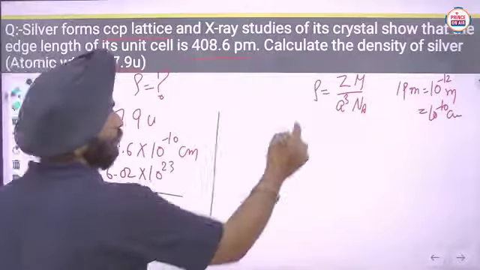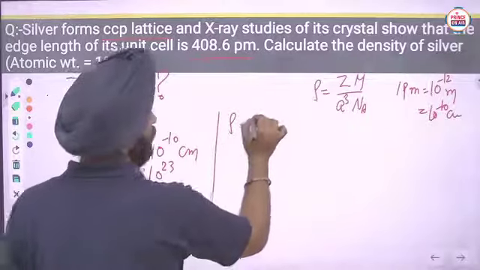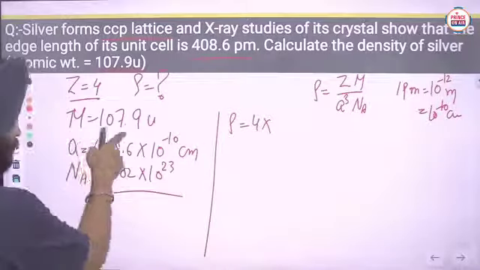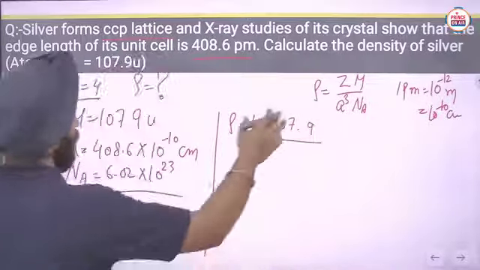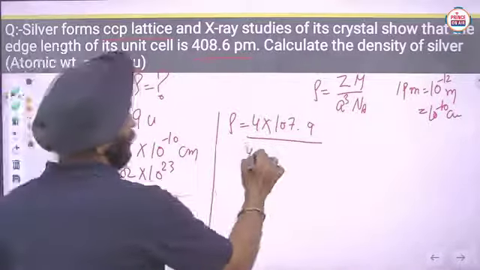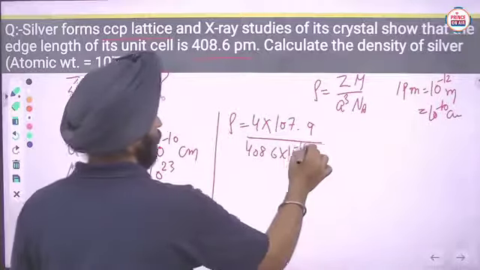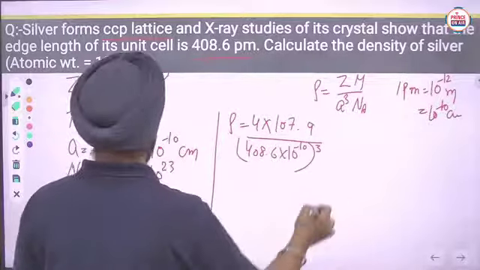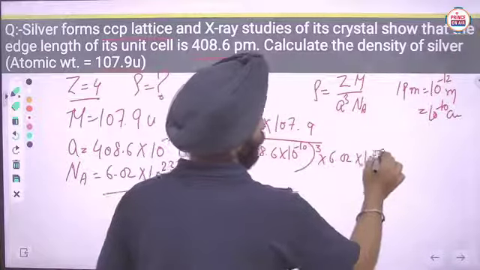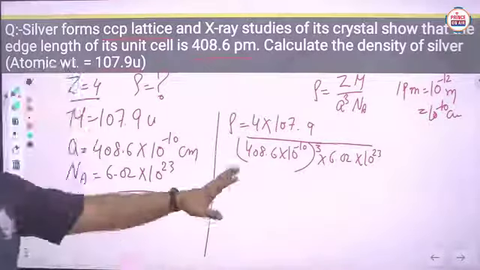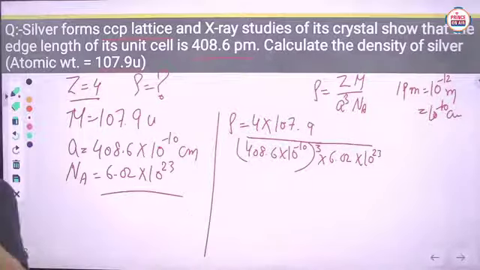Now what we have to do is calculate rho. So rho will become equal to Z which is 4, into M which is 107.9, upon A cube which is 408.6 into 10 raised to the power minus 10, cubed, into Na, that is 6.02 into 10 raised to the power 23. So you have to do that calculation. Solve this calculation yourself first.